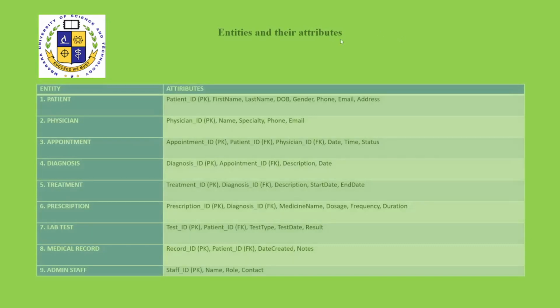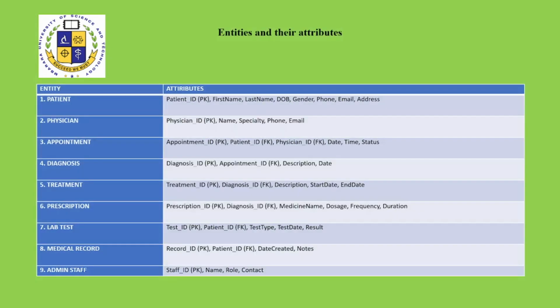This takes us to the entities and their attributes. Under the patient, we have patient ID as the primary key, the first name, last name, date of birth, gender, phone, and email address, such that it's very easy to address and to contact you. We have the physician. They also need a physician ID as their primary key, just for data integrity. We need their name, specialty, phone and email in case we need to reach out to them.